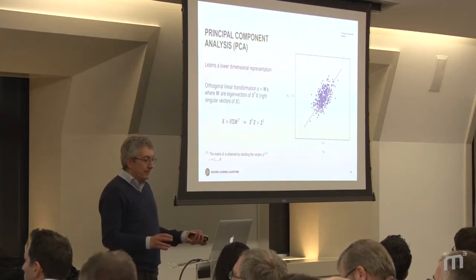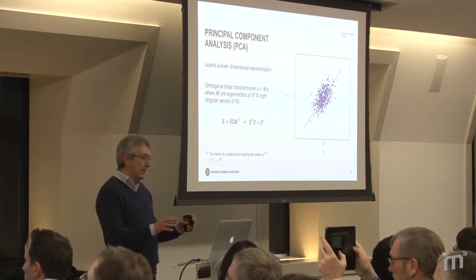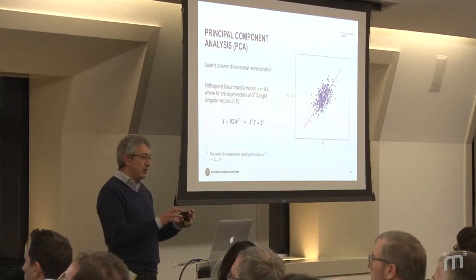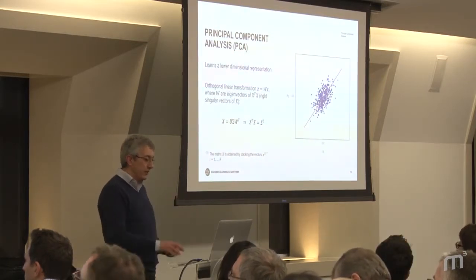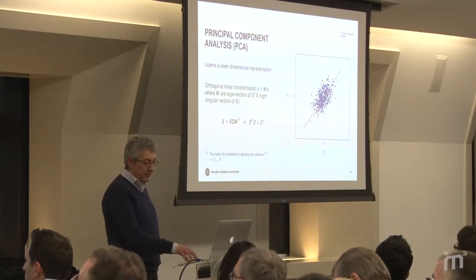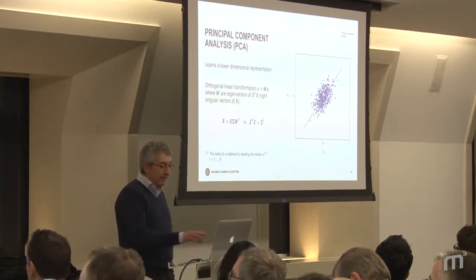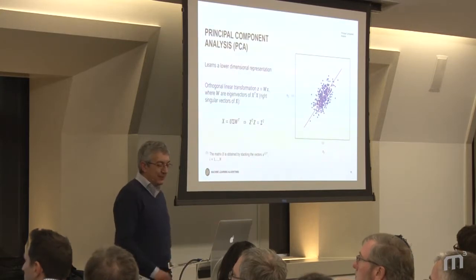Differently from clustering, which we have just seen tries to determine the structure by building subgroups of the original data, principal component analysis instead tries to learn a lower dimensional representation of the data. This is obtained by analytically finding the eigenvectors of the covariance matrix.